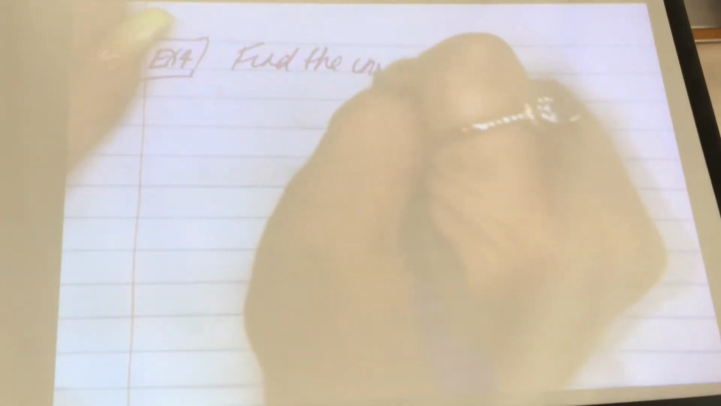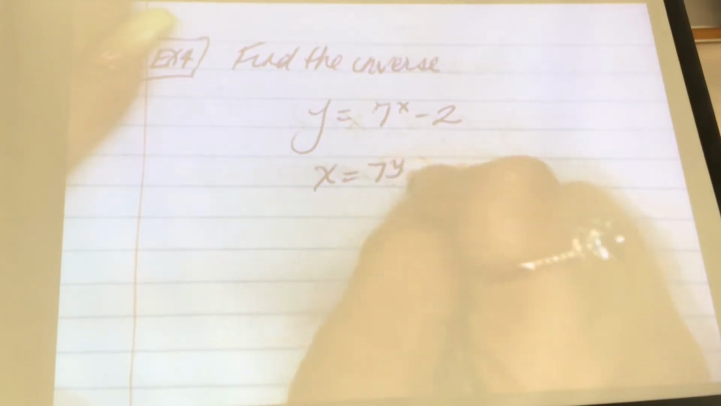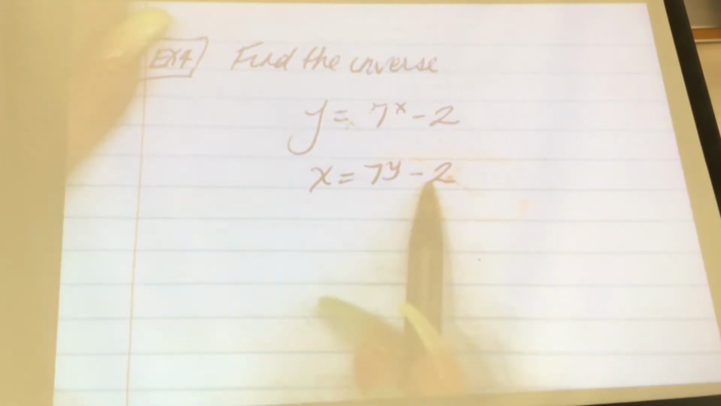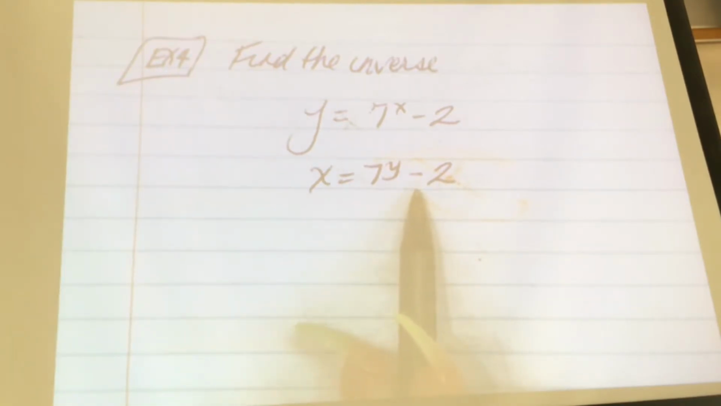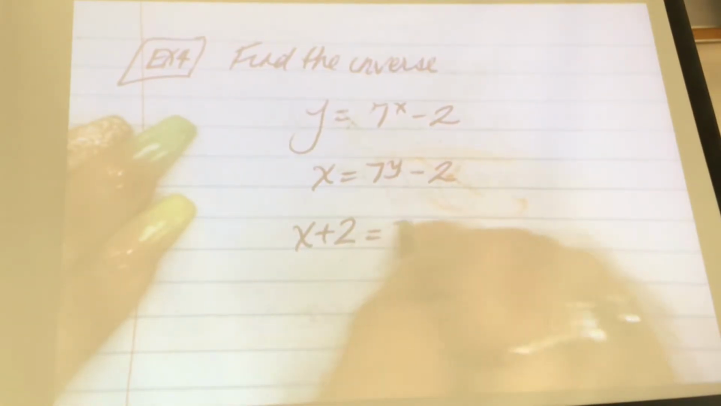Let's find the inverse of y equals 7 to the x minus 2. My first step is to switch my x and y. I can't log it up yet until I get the 7 to the y by itself. So what do I have to move over? 2. So what am I going to put? X plus 2 equals 7 to the y.